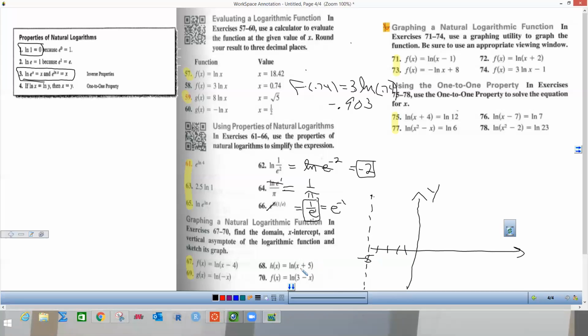So what I know is that my domain starts at negative 5. Also, the natural log of any number has to be greater than 0. So you're allowed to say that x plus 5 has to be greater than 0, which means x has to be greater than negative 5. So when you tell the domain for this, we do a parenthesis because negative 5 doesn't work, and everything to the right works.